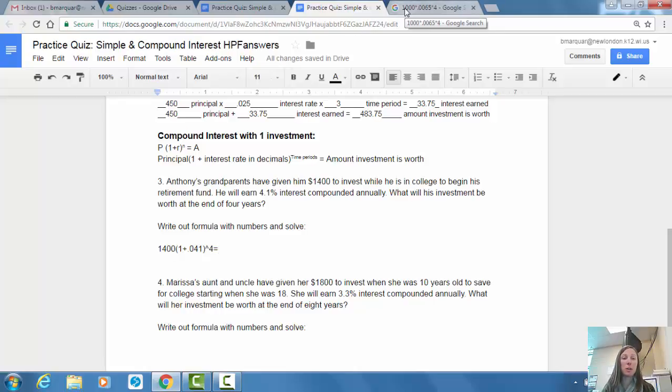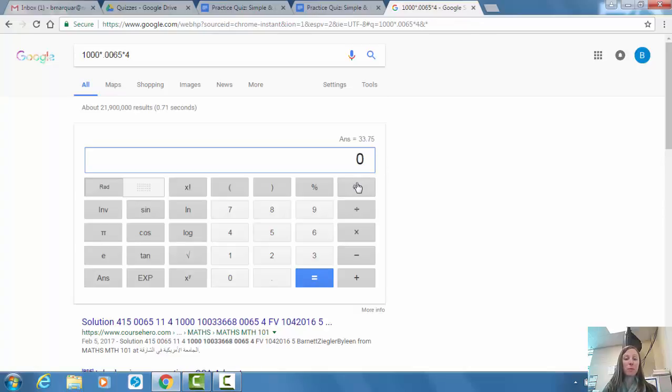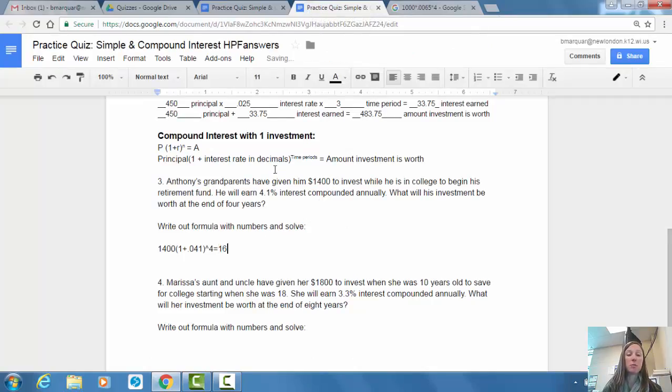So let's put that into Google now. 1,400, parentheses 1 plus 0.041, and then to the nth power is this button right here, and that's 4. And I say equals, and I get 1644.11. And that is the amount the investment is worth. It started with $1,400, now it's up to over $1,600, so $200 some dollars in interest earned.